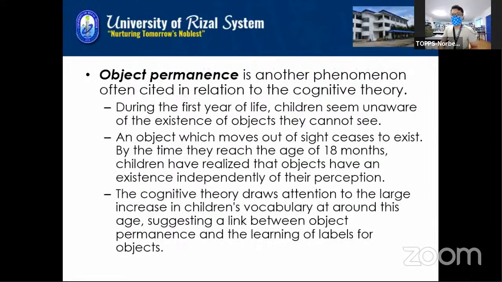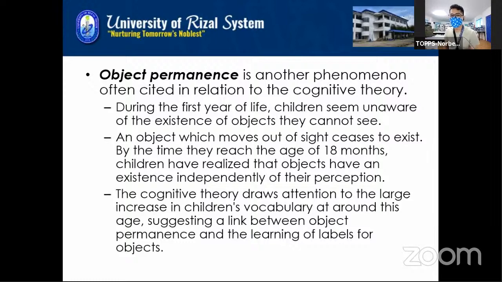Okay. Another phenomenon that is observed, kasi nga si PJ nag-experiment siya. Binigyan niya ng mga laruan yung mga bata, okay, doon niya na-conceive yung term na object permanence. So, object permanence is another phenomenon often cited in relation to the cognitive theory. So, during the first year of life, children seem unaware of the existence of objects they cannot see. Kasi nga sa sensory motor stage, whatever perceived by the senses. Pag hindi niya na-perceive yung isang object na yon, hindi niya kilala yon. Okay? And an object which moves out of sight ceases to exist.